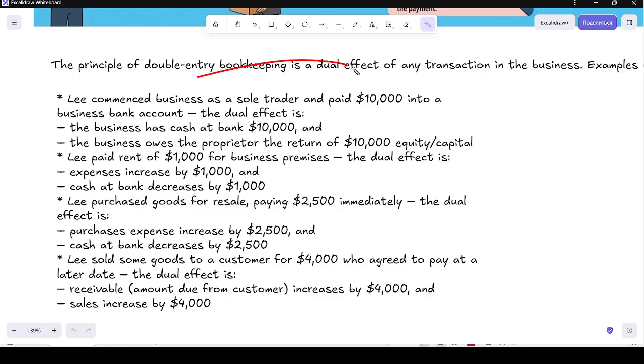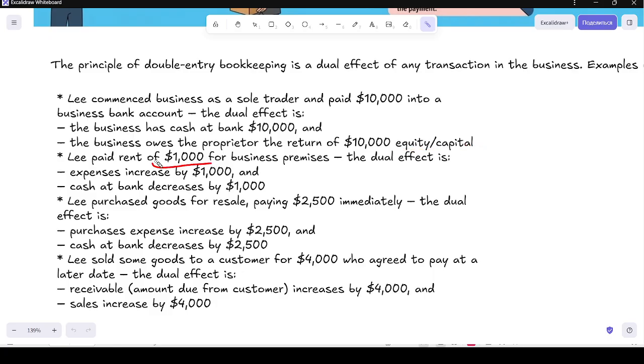The principle of double entry bookkeeping is the dual effect of any transaction in the business. Any transaction in the business has a dual effect. Let's say examples. There is one person named Lee commencing the business as a sole trader and paying $10,000 into a business bank account. The dual effect of this transaction is the business has cash at bank of $10,000. The business owes the proprietor a return of $10,000, equity or capital.